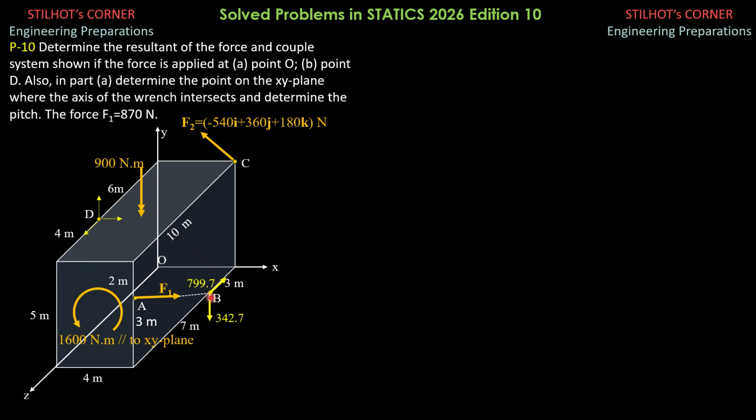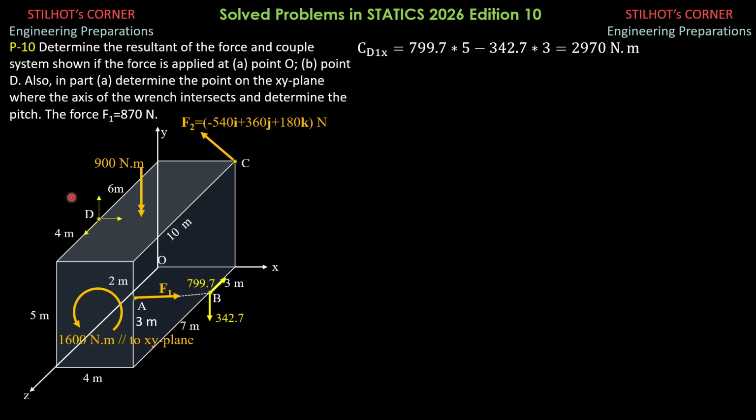So C sub D1x is positive 799.7 times 5, then minus 342.7 times 3, where 3 is 6 meters minus 3 meters. So C sub D1x is 799.7 times 5 minus 342.7 times 3, and that's 2,970 Newton meter.